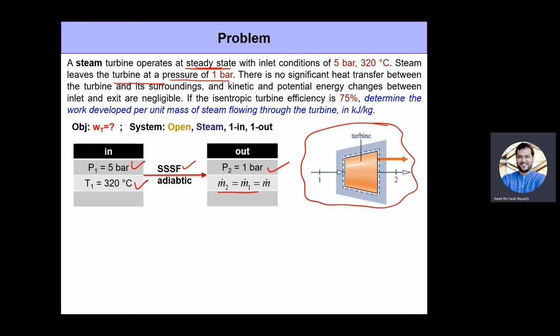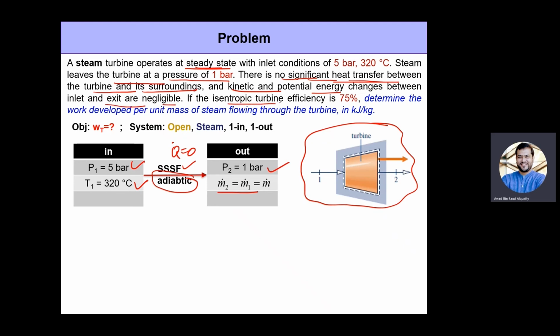Now, it also says that there is no significant heat transfer between the turbine and the surroundings, which basically means that the expansion process in the turbine is adiabatic. There's no heat transfer, Q dot is 0. And the kinetic and the potential energy changes between the inlet and the exit are negligible. That's the usual stuff that we do.